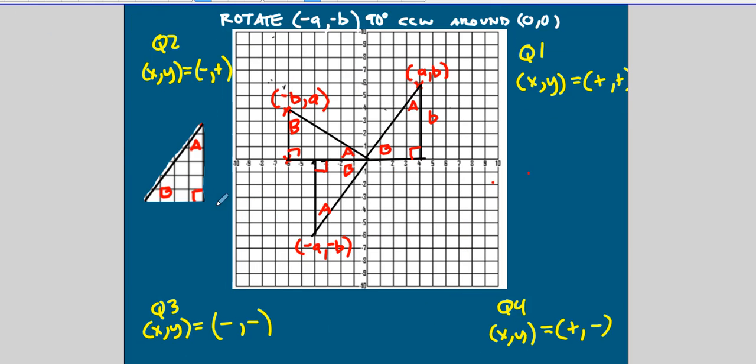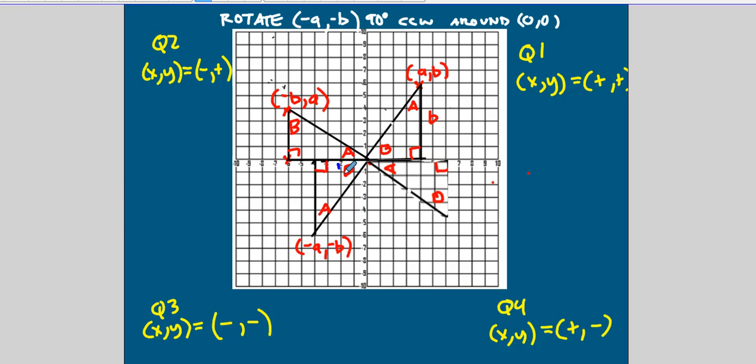So now let's go from quadrant 3 to quadrant 4. So here's what we just did in quadrant 3. Now I'm going to create a congruent triangle. I'm going to move it into position, and I'm going to rotate it like so.